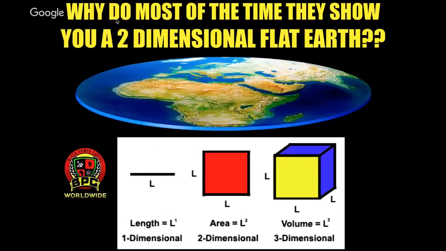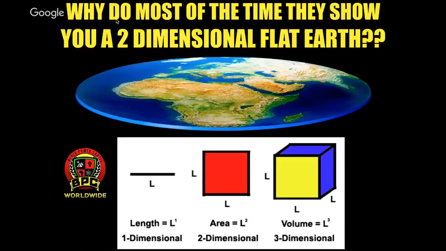So we're talking about why most of the time they show you a two-dimensional flat earth. Because that's the only way you can show something flat, is two-dimensional. But once you start showing depth, once you start showing the height and depth, then you have to show us three-dimensional.